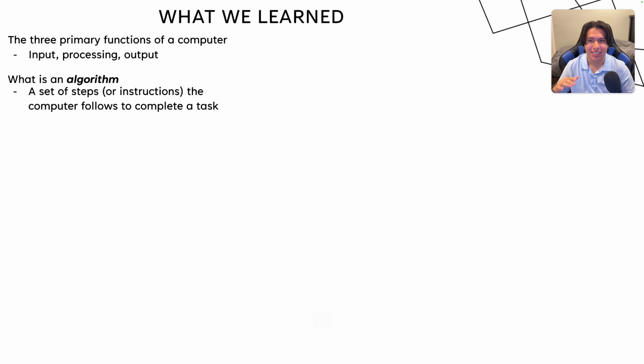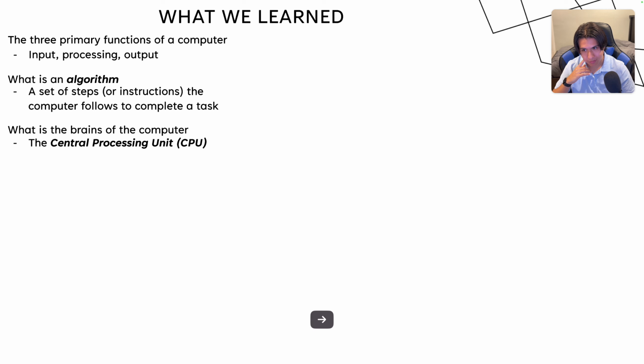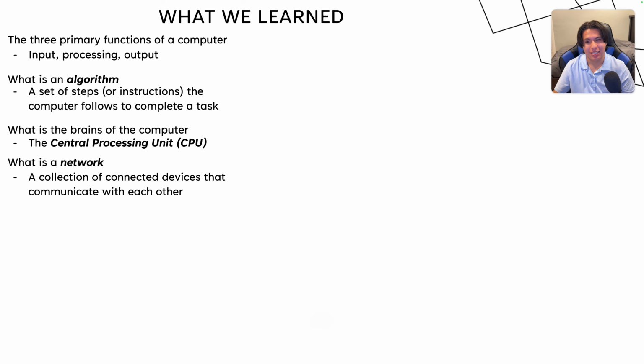An algorithm is a set of steps or instructions the computer follows to complete a task. What is the brains of the computer? Think mitochondria. The central processing unit, the mitochondria, the powerhouse of the computer. What is a network? A network is a collection of connected devices that communicate with each other.